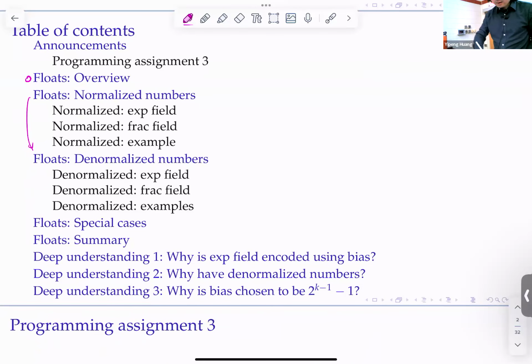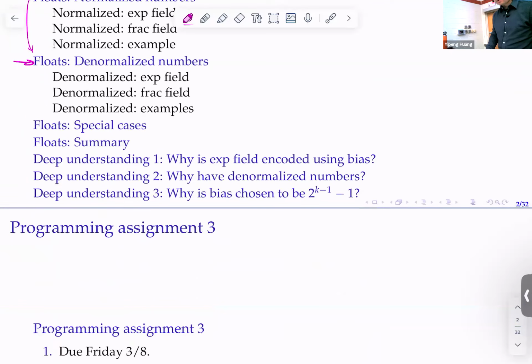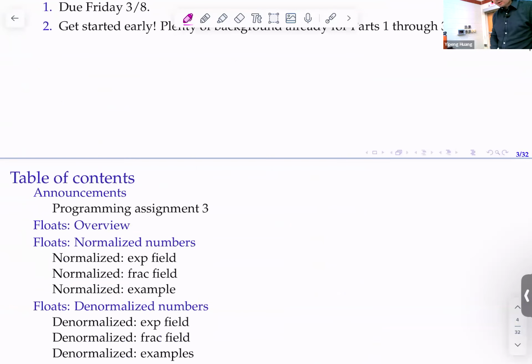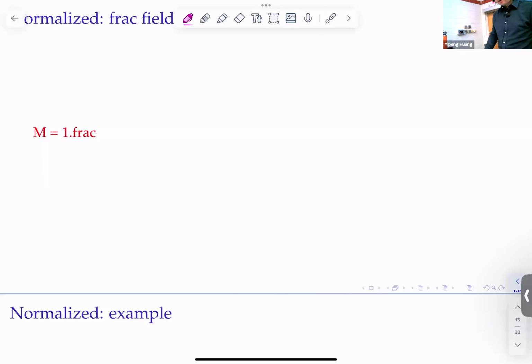Where we're going to pick up now is denormalized numbers. Actually, now that everybody's had a chance to absorb a little bit about the normalized side of things, is there anything that we should review or recap, to make sure that we know about normalized numbers really well?